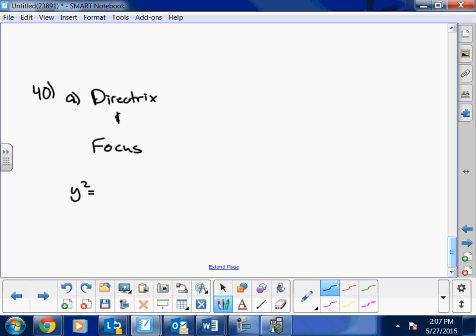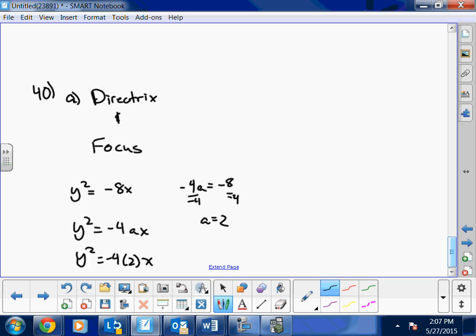y squared is equal to -8x. Now remember, the general formula for this is y squared is equal to -4a times x, which means that -4a is equal to -8. Divided by -4, divided by -4, a is equal to 2. The reason why this is important is that this is a parabola that's going to open over to its side. It's going to open over to its left.